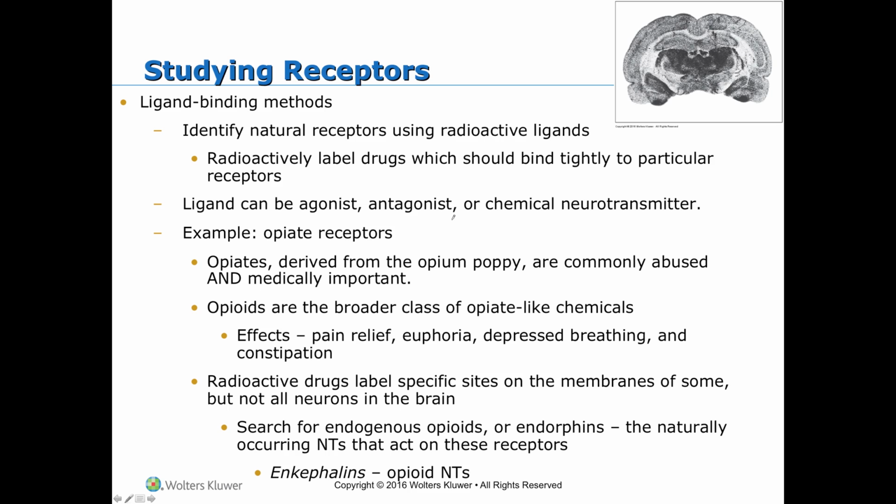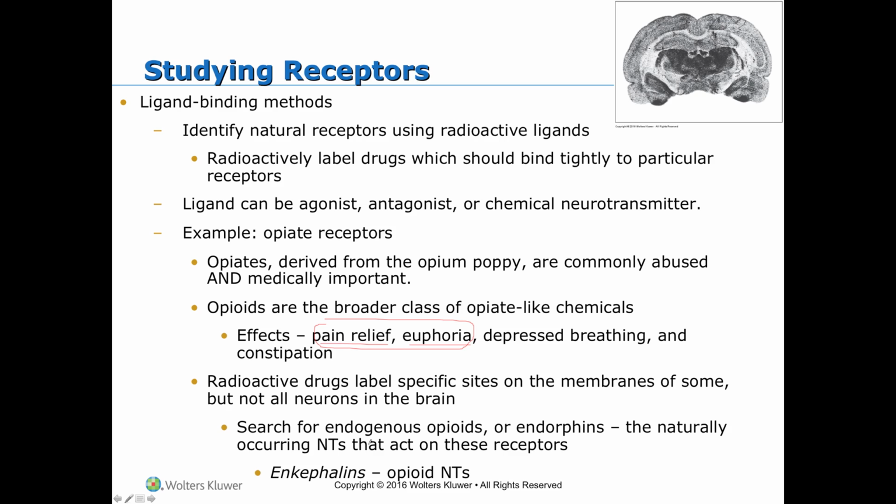An example is opiate receptors, and opiates are commonly abused and medically important. They're a broader class of opiate-like chemicals that have numerous physiological effects, including pain relief, euphoria, depressed breathing, and constipation. Mainly pain relief and euphoria is why they are so often medically abused. Now, radioactive drugs can label specific sites on the membranes of some but not all neurons in the brain, specifically the ones that are going to be engaged in binding with these opioids.